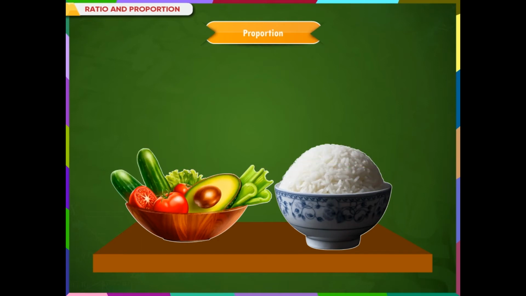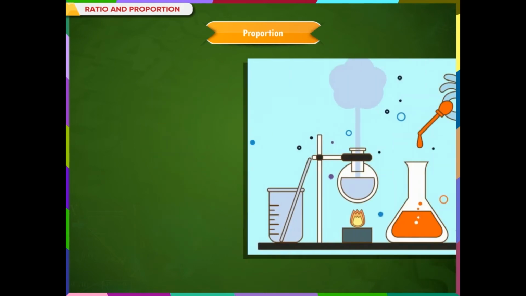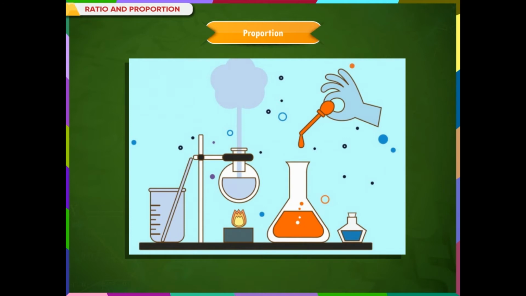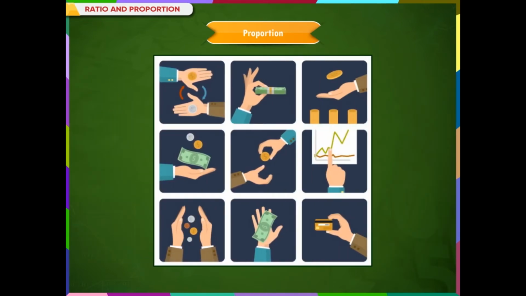We use proportion in cooking too, when you want to cook a meal for your friends. Vegetables and rice. You need 1 cup of rice for every 2 cups of water, and so the ratio is 1:2. How much water would you need if you wanted to use 3 cups of rice for more food for your friends? Well, the answer is 3:6. Proportion is widely used in chemistry labs to perform experiments. Proportions are used in the food industry and also for conversion of currency.